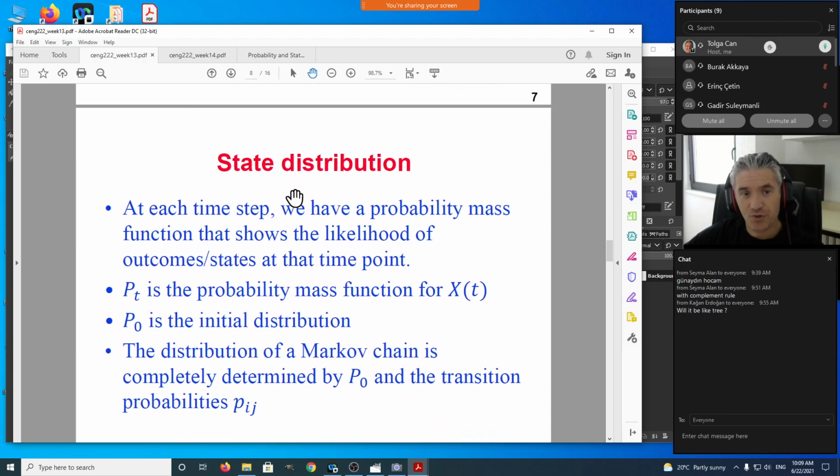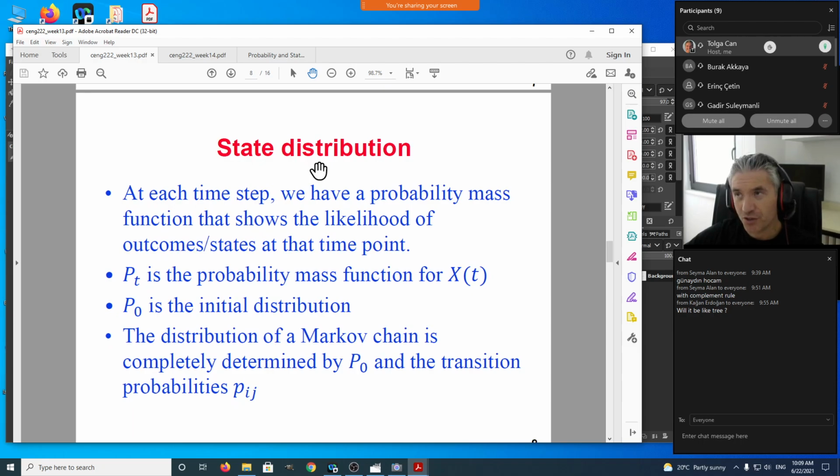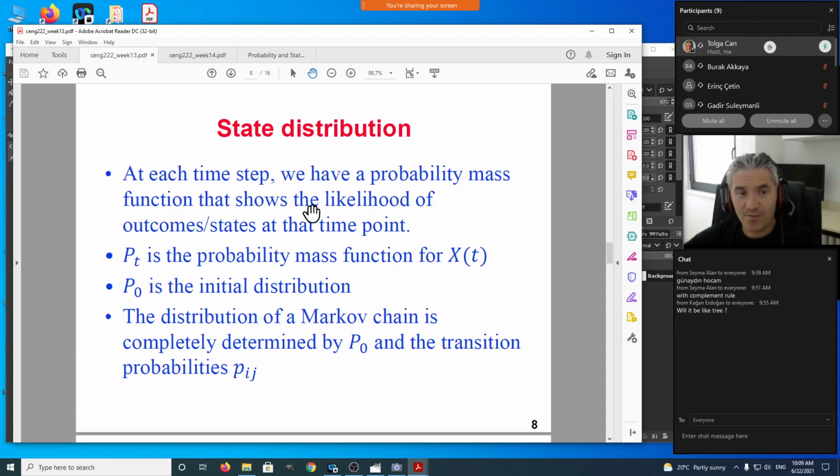Now, the state distribution, which I call the probability mass function or probability distribution over states, indicates your current belief about what that random variable is going to be at that particular time point. And it's a random variable. The possible values that random variable can take and the associated probabilities are called the state distribution. So this state distribution is nothing different than the probability mass function. As the slides say, it's a probability mass function that shows the likelihood of outcomes and states at that time point. This probability mass function is indicated with this capital P.